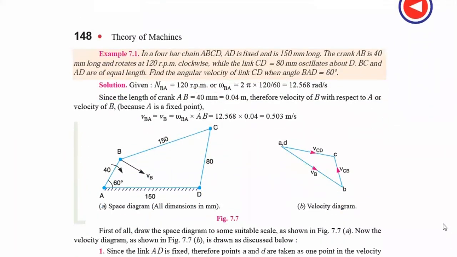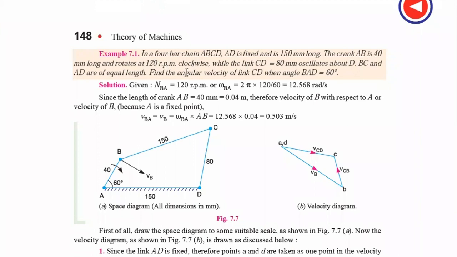This is how the numerical is being asked. Generally they used to ask the 4-bar mechanism problem. This is the simplest problem. They are saying that a 4-bar chain is there, A, B, C, D, and the AD link is kept as fixed. In the diagram itself they are giving the diagram, and they are saying that AD is fixed and 150 mm long. The crank AB is 40 mm long. The smallest link is the crank, naturally, and they are giving 120 RPM in the clockwise direction.